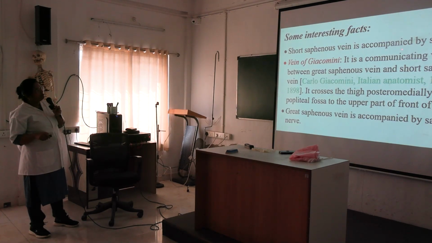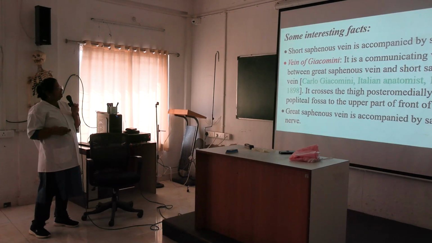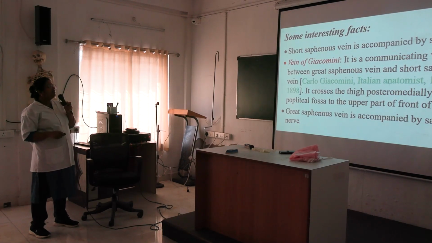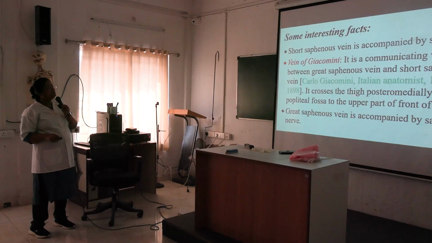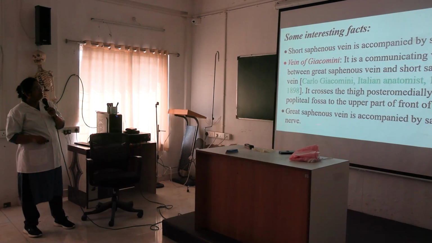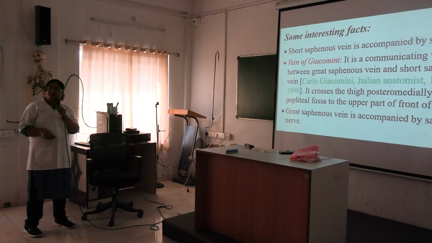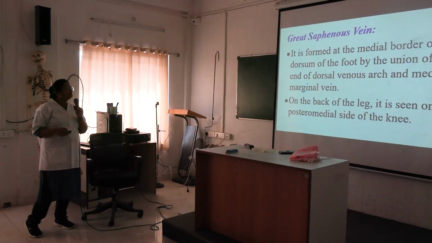And the short saphenous vein is accompanied by the sural nerve, cutaneous nerve. Vein of Giacomini is a communicating vein between the great saphenous vein and short saphenous vein. Crosses the thigh posteromedially from the popliteal fossa to the upper part of the front of the thigh. And great saphenous vein is accompanied by the saphenous nerve. Okay. It is short saphenous accompanied by sural nerve, or great saphenous vein accompanied by saphenous nerve.